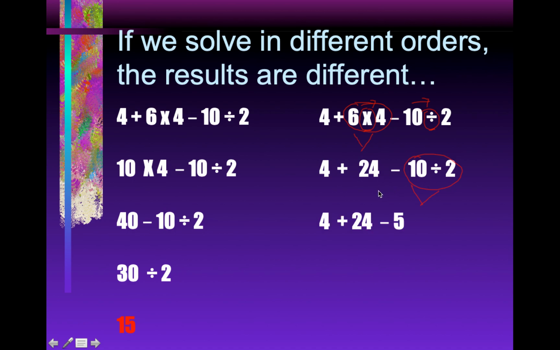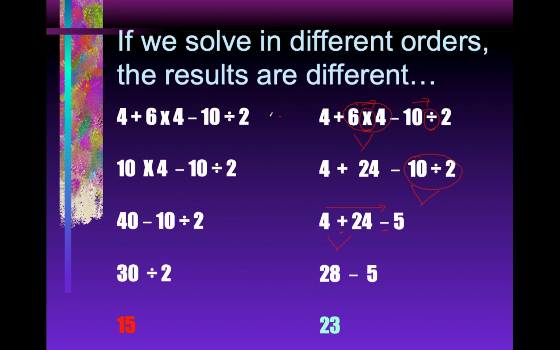So here we go. Now that I've done my multiplication and my division, I would actually be able to do my addition and subtraction. And because here I have both of them, I would do it in order from left to right by doing first my addition, 4 plus 24 is 28, and then my subtraction, 28 minus 5, which is 23. And what that guy was saying in that video is, look, it does matter.